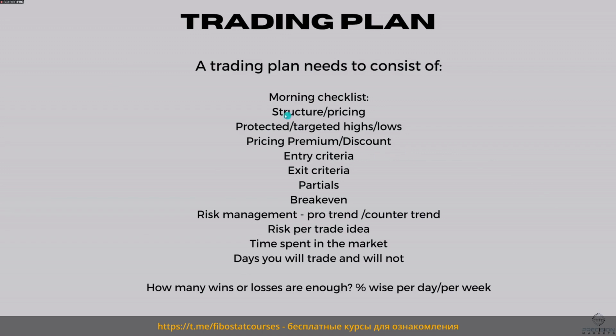But a trading plan's got to have a morning checklist where we go through structure, pricing, protected and targeted highs and lows, premium and discount. We have entry criteria, exit criteria. We'll talk about where we'll partial out, where we'll break even. Risk management is going to change whether you're pro trend or counter trend. Same with partials. You'll have to figure out how much risk per trade idea you're willing to risk.